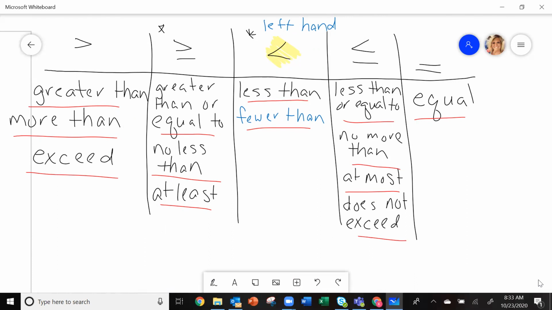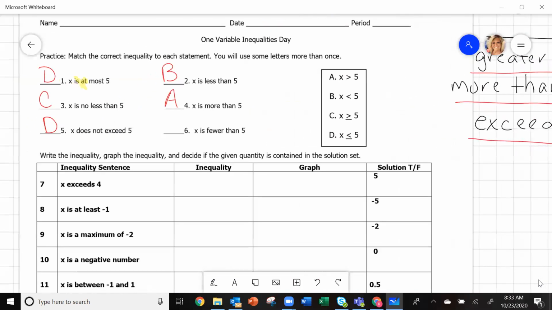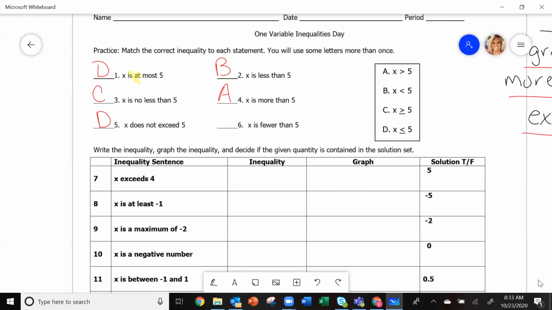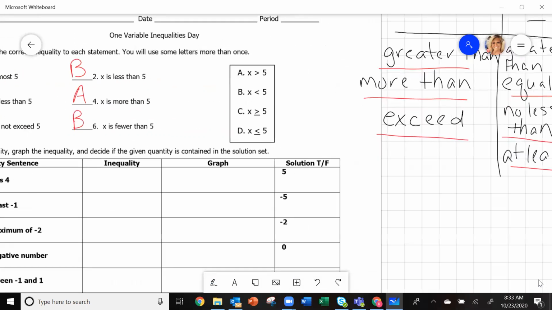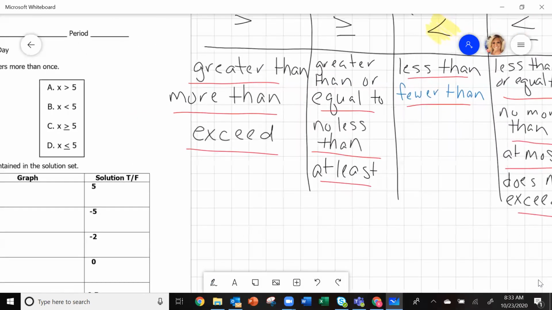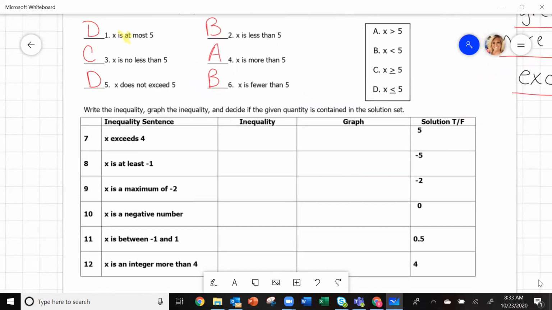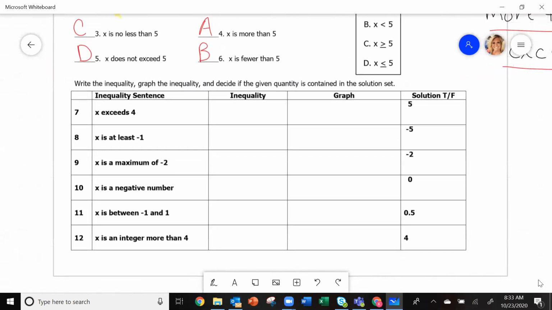All right, let's go back right here, and it says x is fewer than 5. X is fewer than 5. That means less than, fewer than, less than 5. So it can't equal 5. So did we put fewer than? We sure did. All right, so now let's go to the next part.